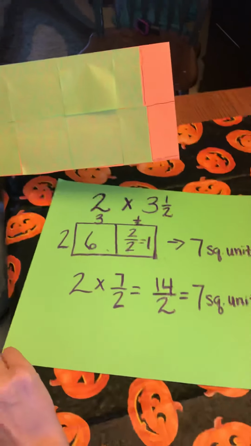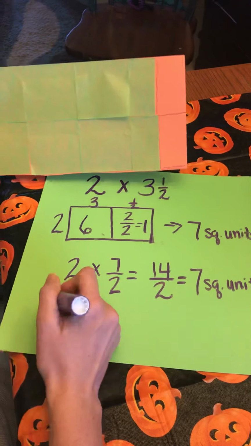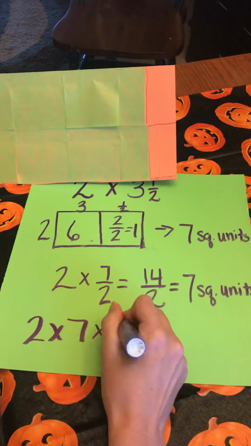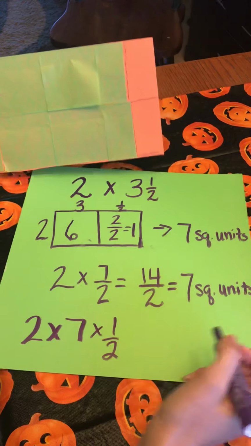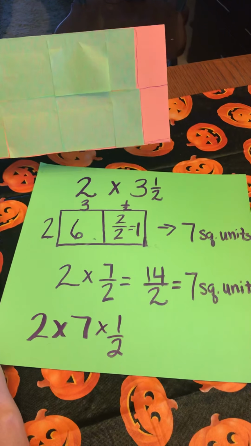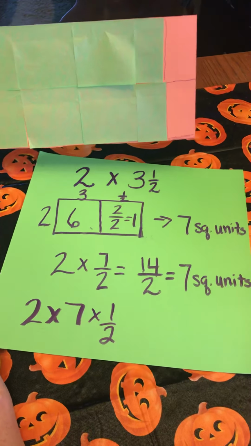There's other ways also that I could write this. The 2 times 7 halves, I could write it as 2 times 7 times a half. And that's also going to be equivalent to these other 2. So many different ways to get the area when we're using fractional side lengths.